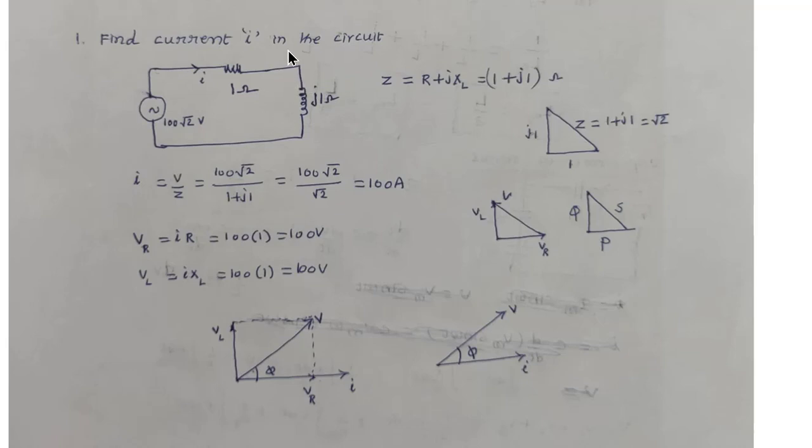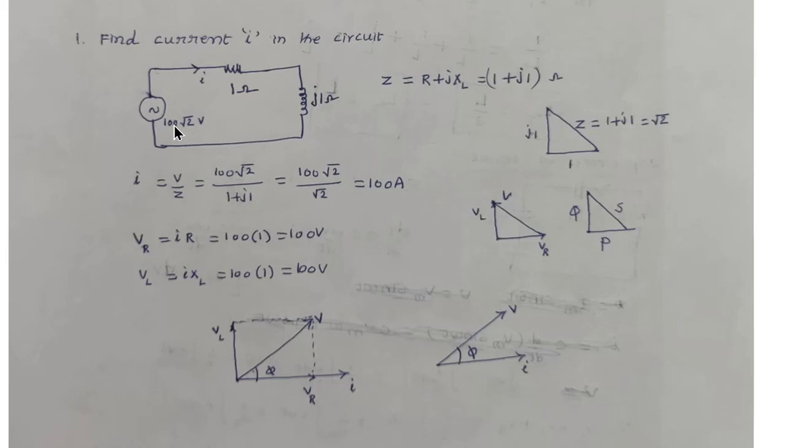So let us take an AC circuit like this. This is an AC voltage of 100 root 2 volts connected to a series circuit of a 1 ohm resistor and a J1 ohm inductor. For this circuit, the first step is to calculate the impedance: Z is equal to R plus JXL. JXL is given as J1 and R is given as 1 ohm, so Z becomes 1 plus J1 ohm.